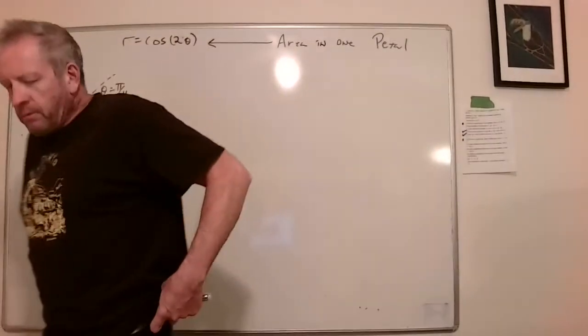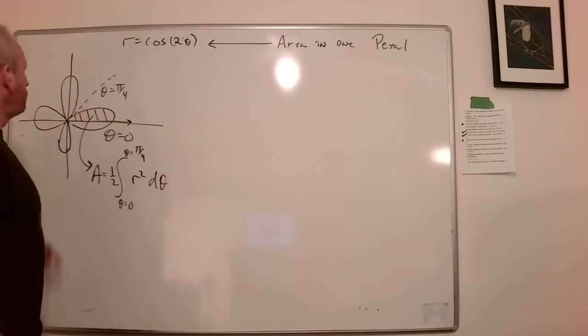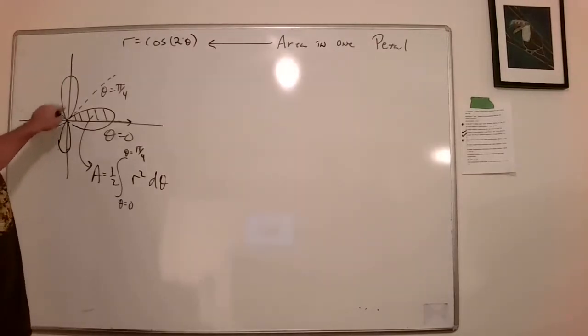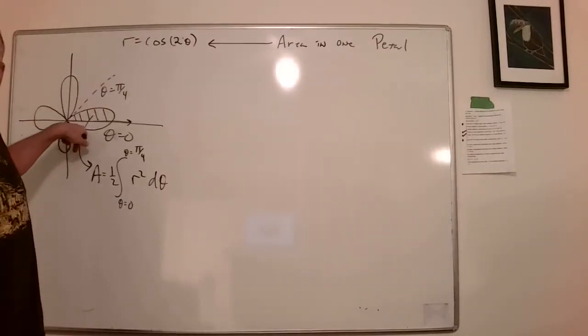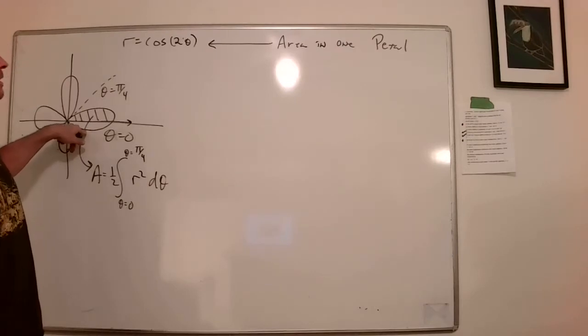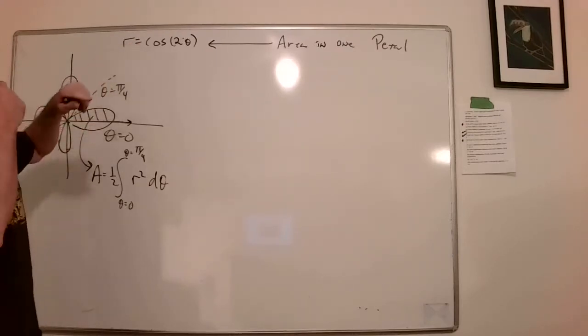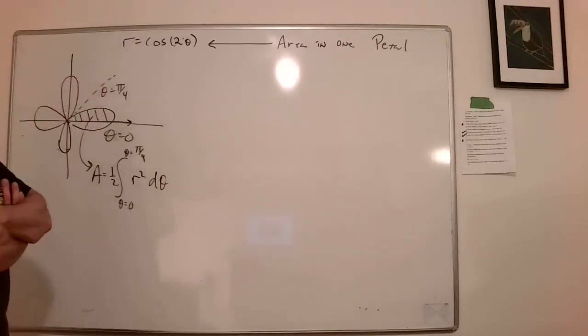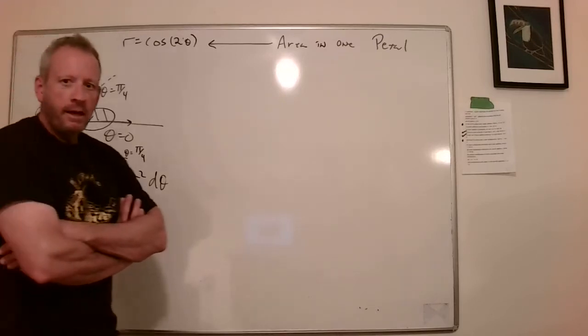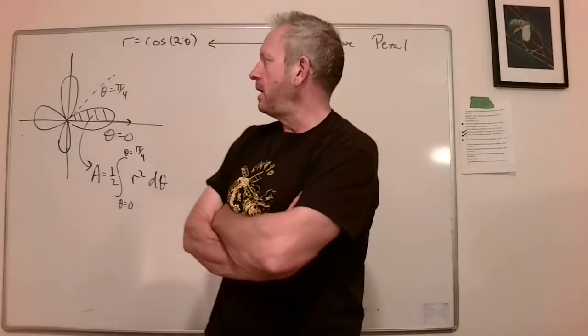Right, next question. We are asked to find the area in one petal of this graph. Now, the graph wasn't given, but you could have done that on Desmos or any other thing pretty easily. Here's the function: r equals cosine of 2 theta. And again, this is the sort of thing where there's a lot of heavy machinery involved.